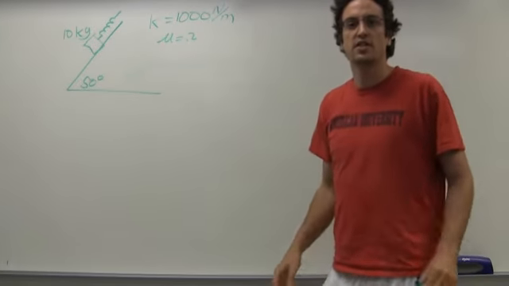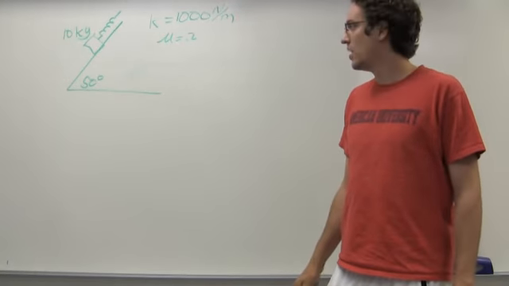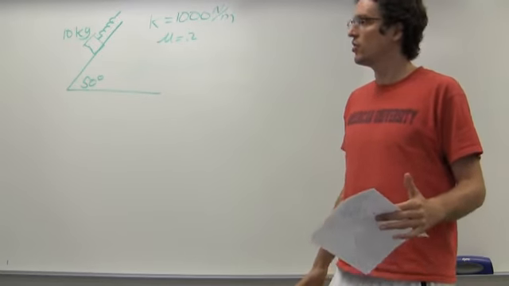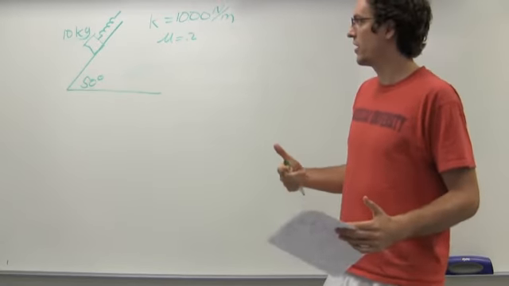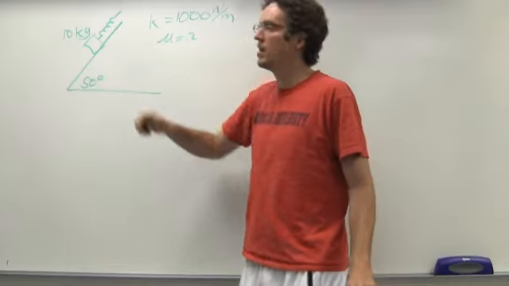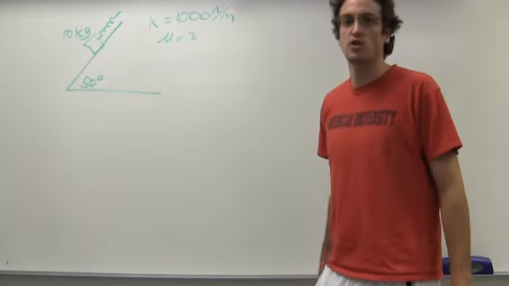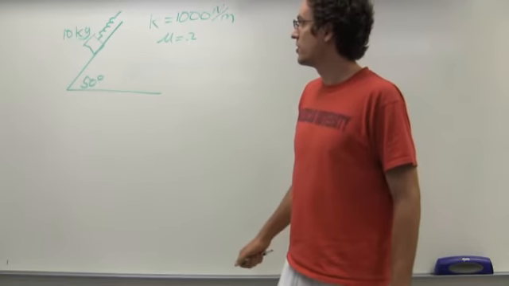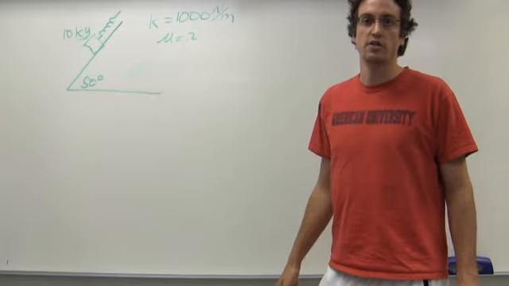Here we have a problem that's very similar to a lot of our block on a slope problems, except we've added a spring. The spring component isn't that difficult, but I wanted to include it in a more complicated problem and put it all together. So we've got a 10 kilogram mass hanging from a spring that has a spring constant of 1,000 newtons per meter. The slope is at 50 degrees and the coefficient of friction is 0.2.